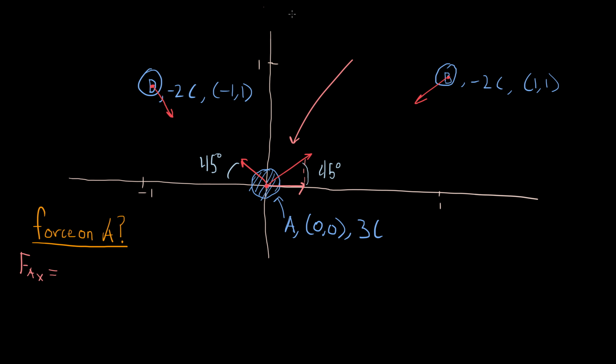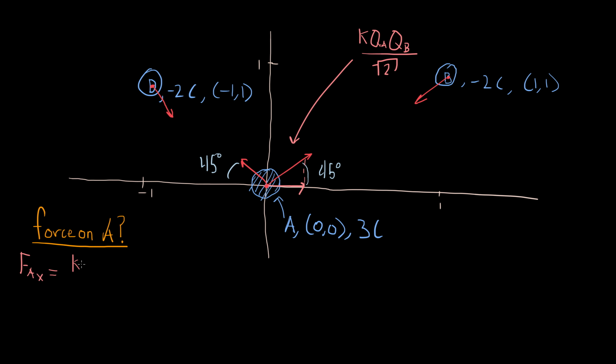It's just going to be K times QA times QB over the distance between them. The distance between them is going to be the square root of 1 squared plus 1 squared, which is the square root of 2. So that's the force between them. And then to find this pink part, we're just going to multiply by cosine 45 degrees.